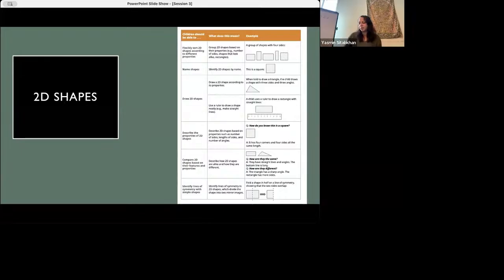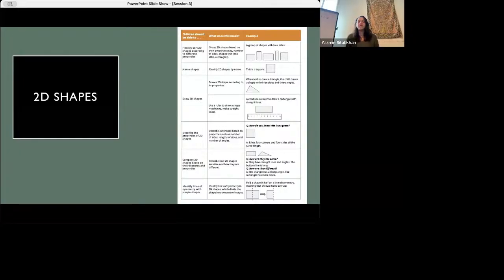Then you start naming them, right? Obviously, this is a rectangle. This is a triangle. So there's different ways to name them. A very good activity for young children is to draw the shapes, right? You can use a ruler or whatever you might have to make straight lines, but you can ask children, draw a rectangle, draw a triangle, draw a circle. Those are good. You also then get to describing the properties, which is what we talked about. How do you know this is a square? And getting children to tell you.